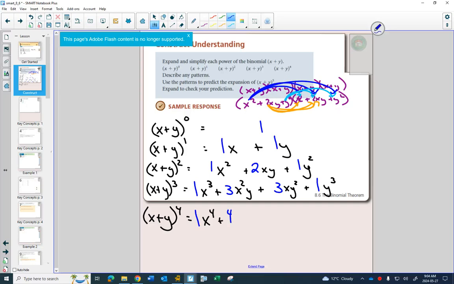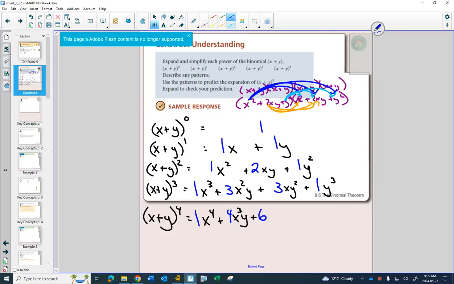What do you think my variables are going to be for the second one? Do you see the pattern? I know that you see the pattern with the blue numbers being Pascal's triangle, but do you see the pattern with the variables and their exponents? You're going to have an x cubed and 1y.